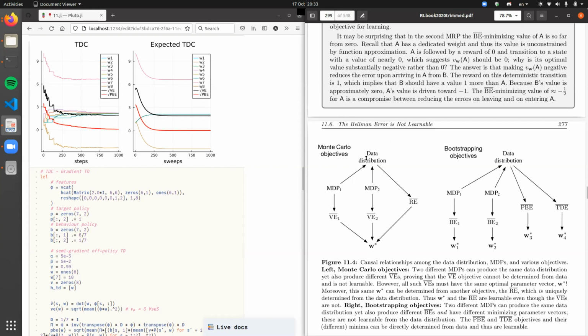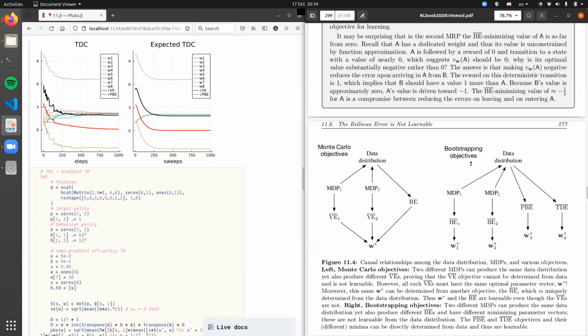And so here for the Monte Carlo objective, we use the true returns from the Markov reward process to learn the weight W. And although the value error is not learnable, we still can learn the optimal W in this case, because the optimal W would be the same for both scenarios. So that's kind of interesting.